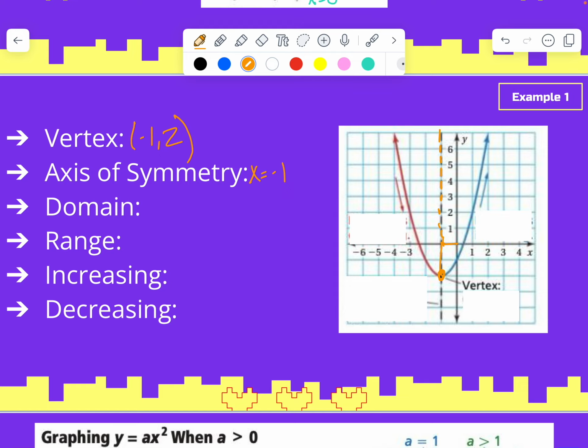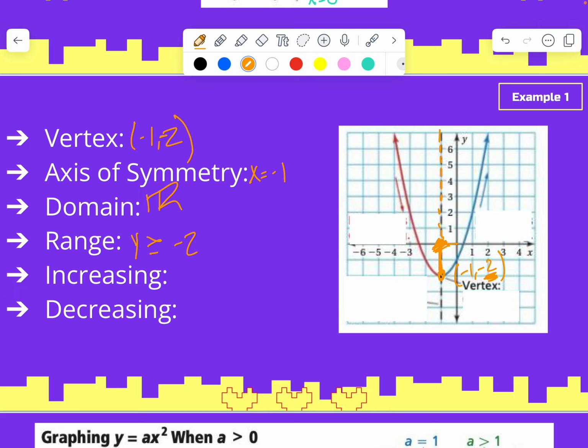The domain, remember, is talking about our possible x values. It's our favorite domain ever, all real numbers. Our range is talking about our possible y values. Our smallest y value is at the vertex, -2, and our parabola is facing up. We're looking at what the y's are doing. The lowest one is -2, and we want everything above. Everything above would be everything greater than or equal to -2.